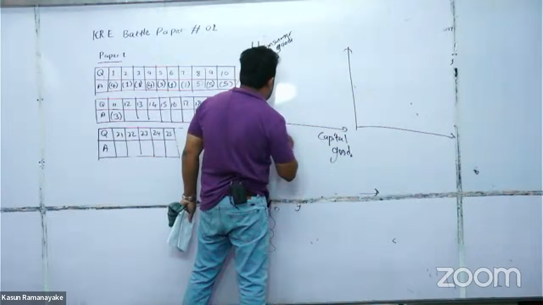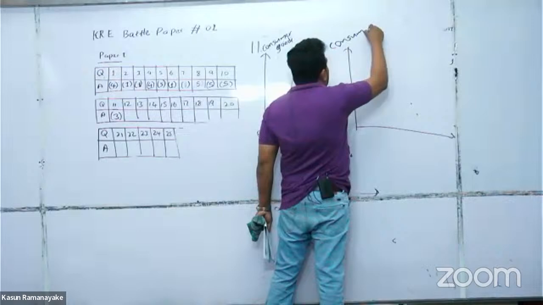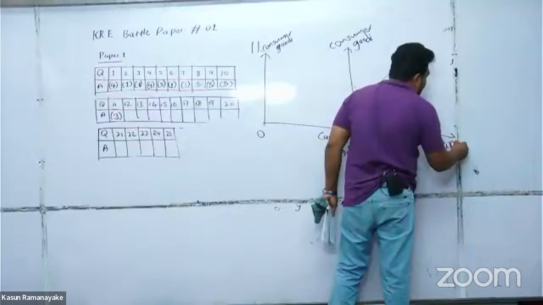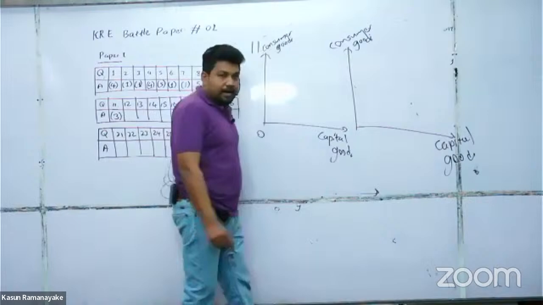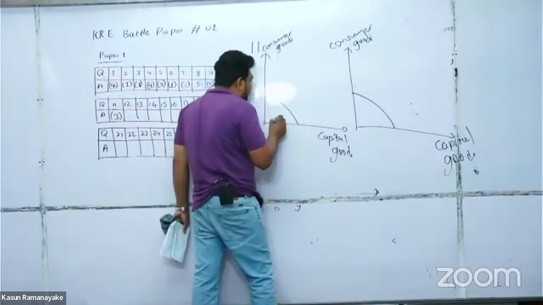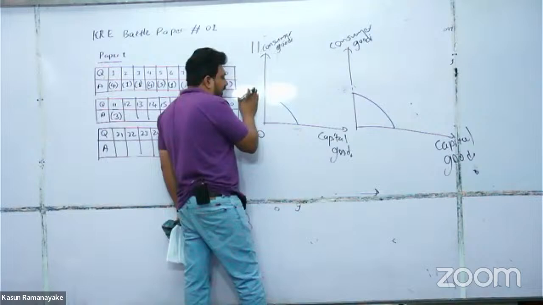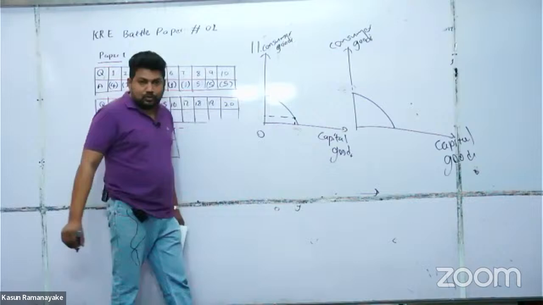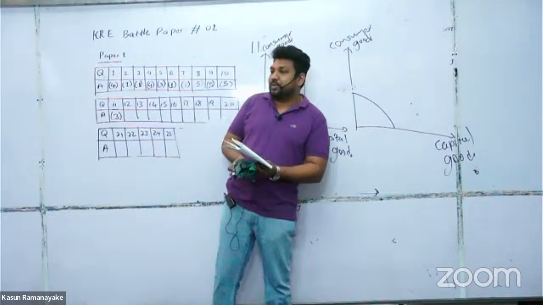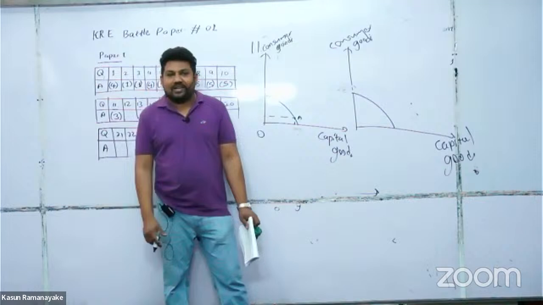Can you remember? Consumer goods, capital goods, right? If there are two PPCs like this, I told you, the country can take a decision now. What is it? If the country allocates more resources for the production of capital goods, more capital goods are produced. Capital goods are the goods which are used to produce another good. What type of goods? Machines, buildings. Those goods can produce some other goods also.